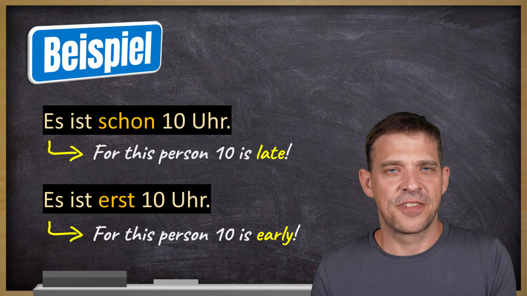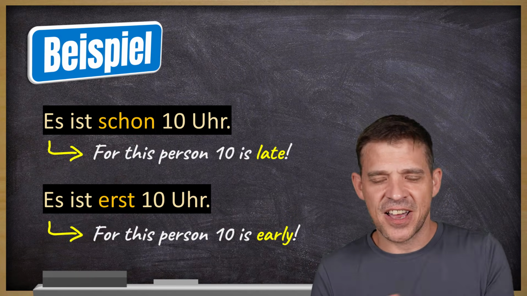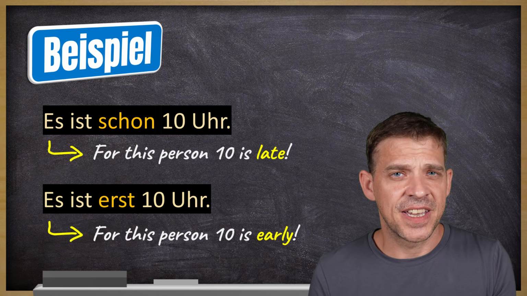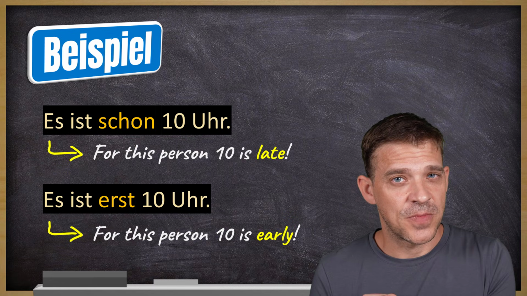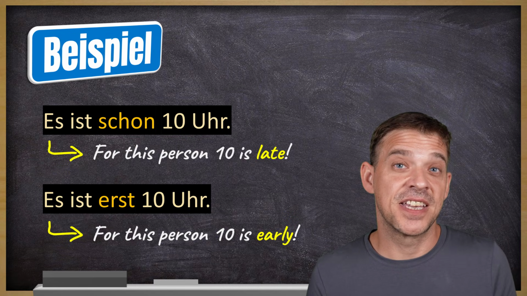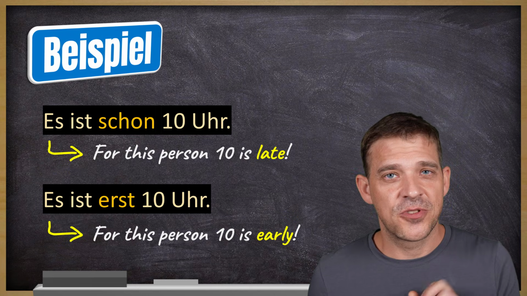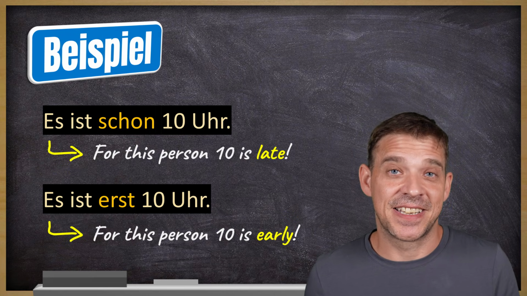Now, I know what you're thinking. You say, okay, Luzi, I got it. Very easy. Whenever I want to emphasize something is late, I use schon. Whenever I want to emphasize something is early, I use erst. Unfortunately, it doesn't work like this.